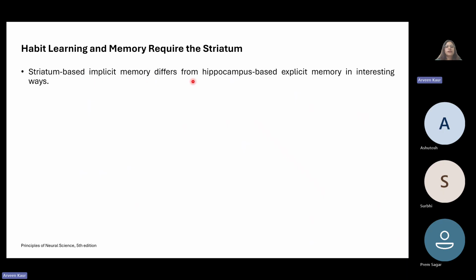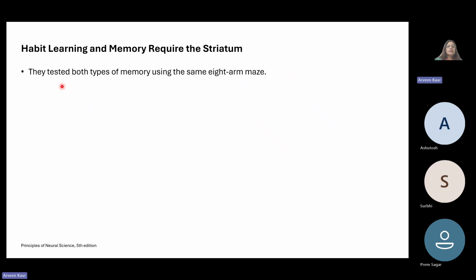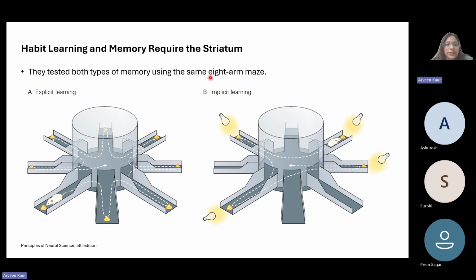Striatum based implicit memory differs from the hippocampus based explicit memory in interesting ways, right? How does it differ? One of the differentiation points was given by Mark Packard and his colleagues, who demonstrated fundamental differences in neural structure underlying these two types of memory, implicit and explicit, right? So they tested both the types of memory using the same 8-arm maze, right? What they did was they took this 8-arm maze and they used the same maze for both kinds of memory. One is the explicit memory, the other is implicit memory, right?